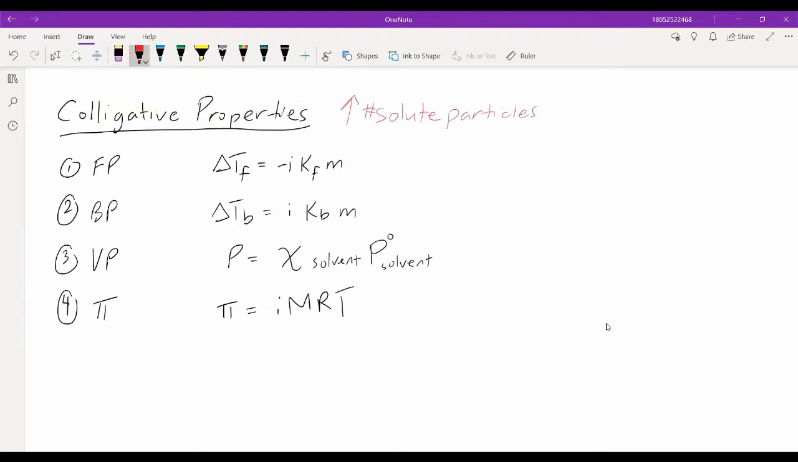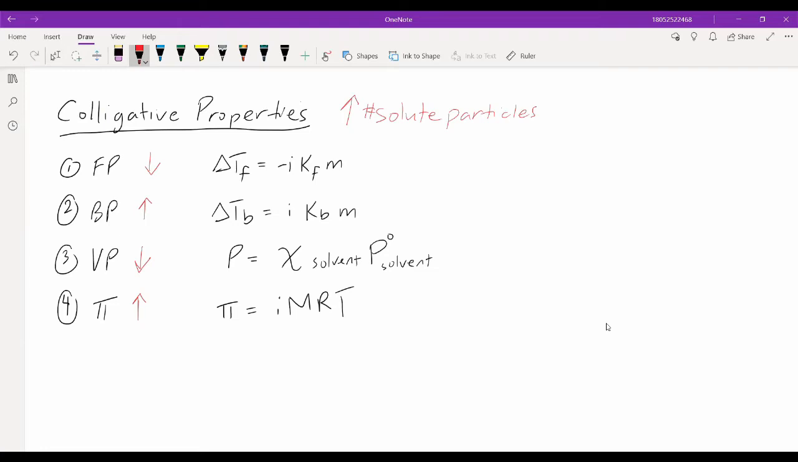And if you remember from number 5 from this handout, the more solute particles we have, the lower the freezing point, the higher the boiling point, the lower the vapor pressure, and the higher the osmotic pressure. So 2 of these go down, 2 of them go up. These are the respective equations. We'll go over a couple of these in the next problem.